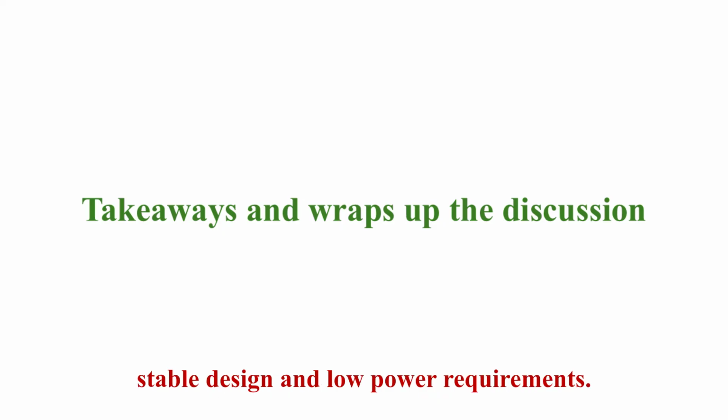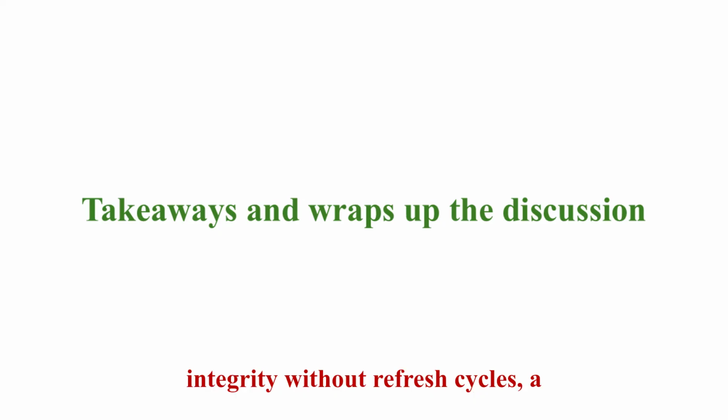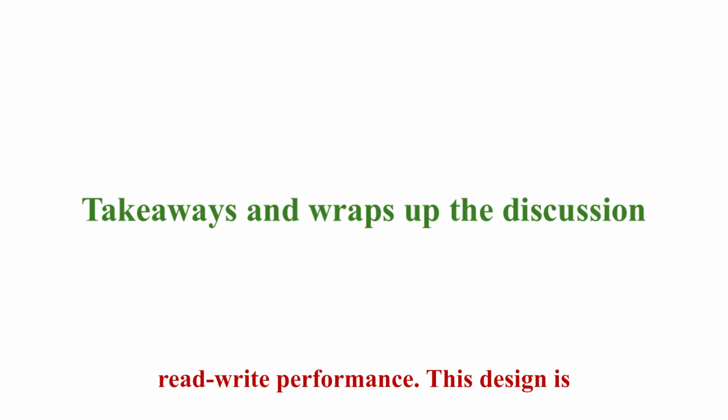The 6T SRAM cell is essential for fast, reliable data storage due to its stable design and low power requirements. Today, we covered how the 6-transistor configuration enables efficient read and write operations, ensuring data integrity without refresh cycles, a distinct advantage over other memory types. We looked at each transistor's role in stabilizing stored data, as well as conditions needed to maintain reliable read-write performance. This design is foundational for applications like CPU caches, where speed and stability are crucial.